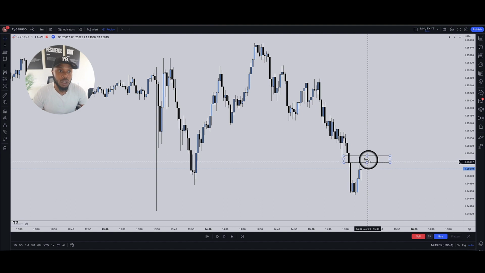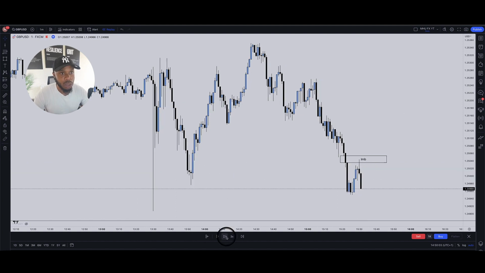On MT4, I took it for the imbalance. I was a little bit late with it on TradingView. It is what it is. It's all good. So I actually caught it when price was pushing down a little bit on TradingView. So there we go.